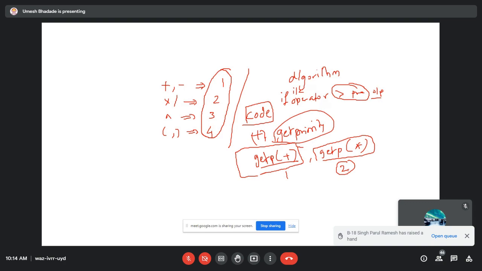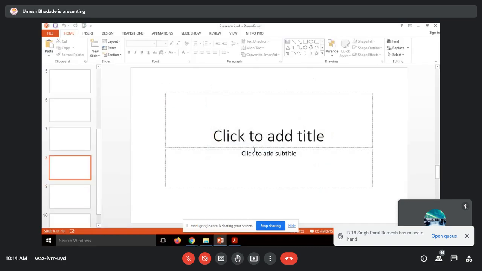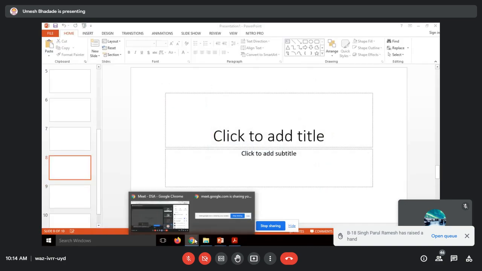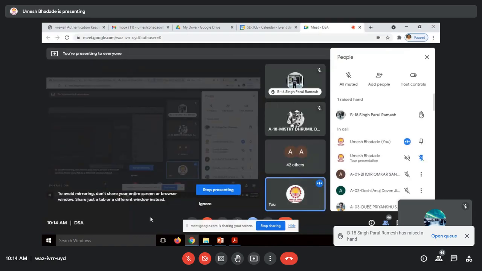Fine. So when we are talking about the algorithm, we won't think of the implementation part, and you should not think of it either, because the moment you think of the implementation part, your algorithm will get affected. Okay. So while writing an algorithm, don't think of that implementation part.